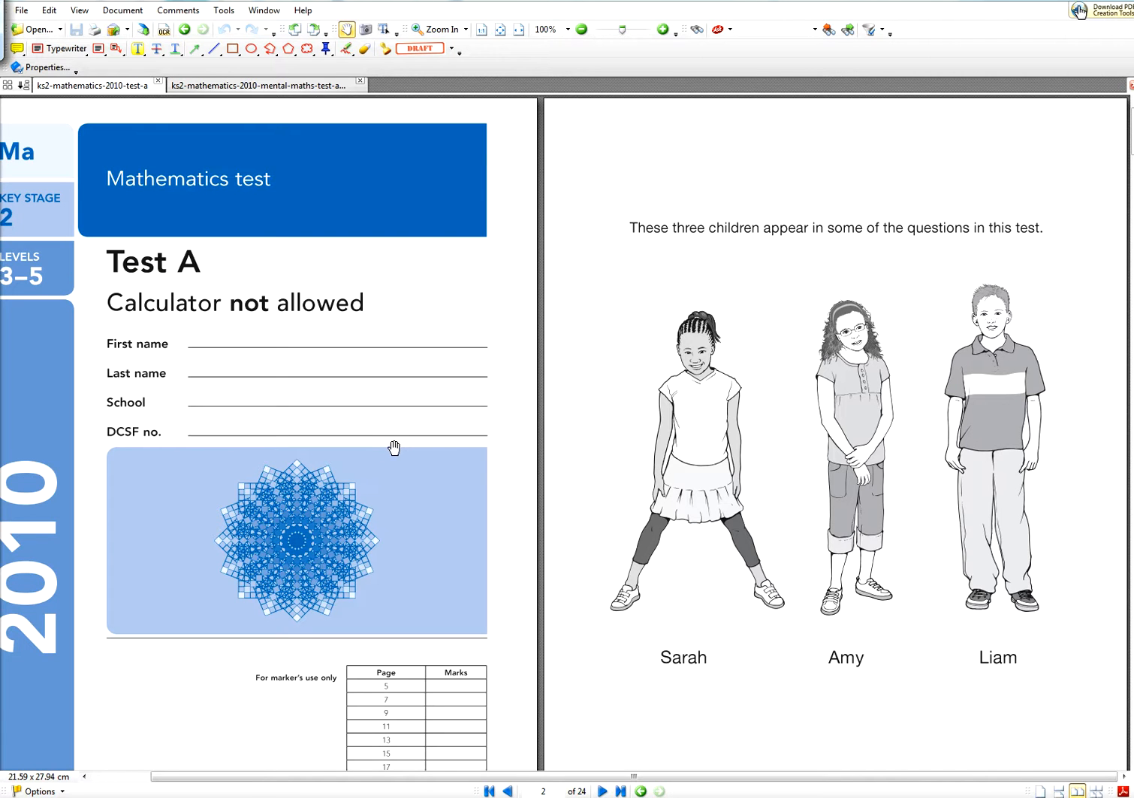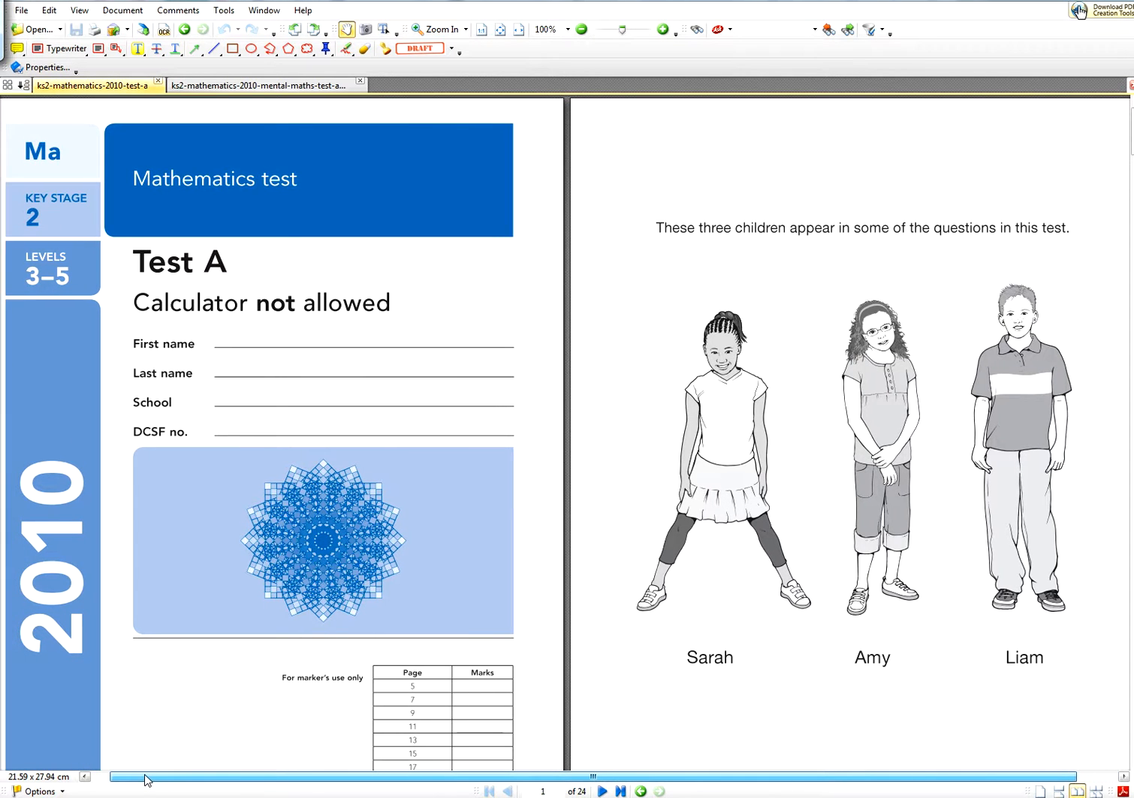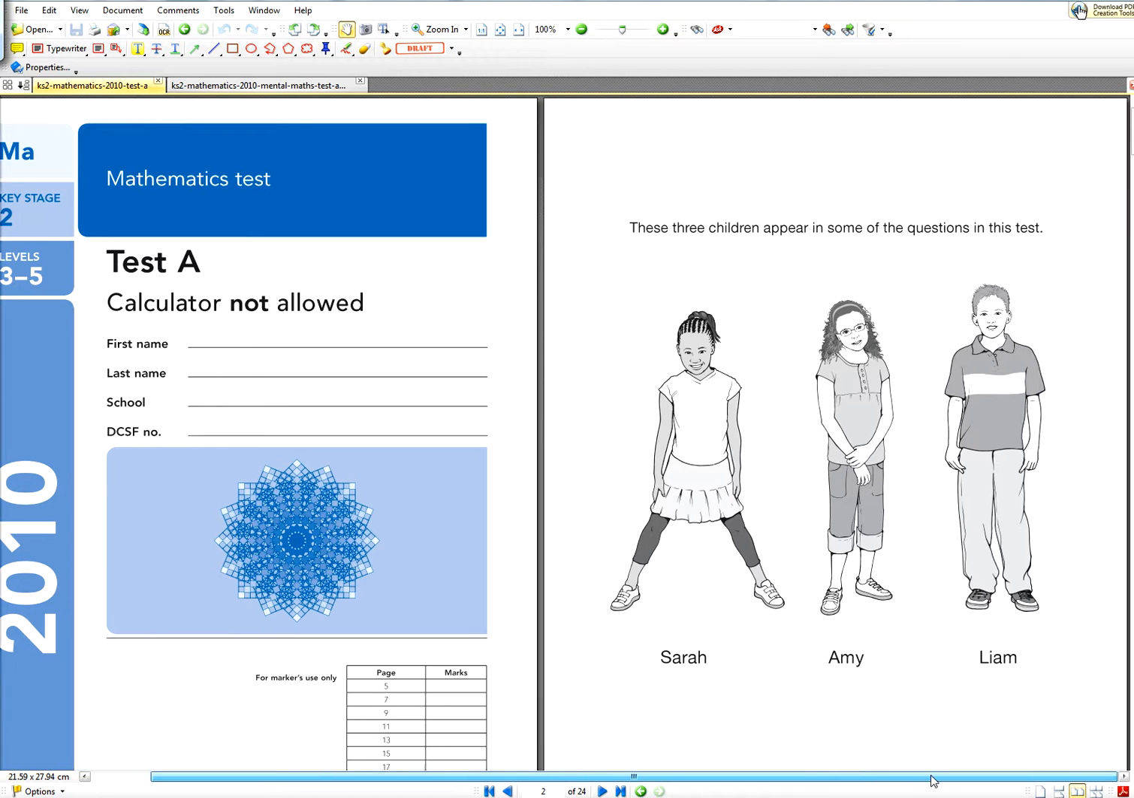We're looking at the 2010 paper, which is the QCA paper, test A, calculator not allowed, with my troop of students. Okay, here we go.